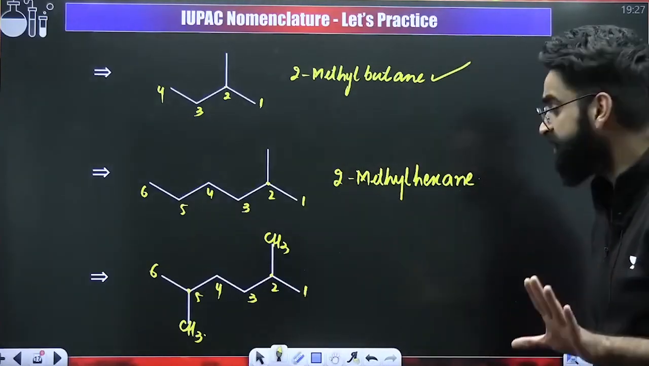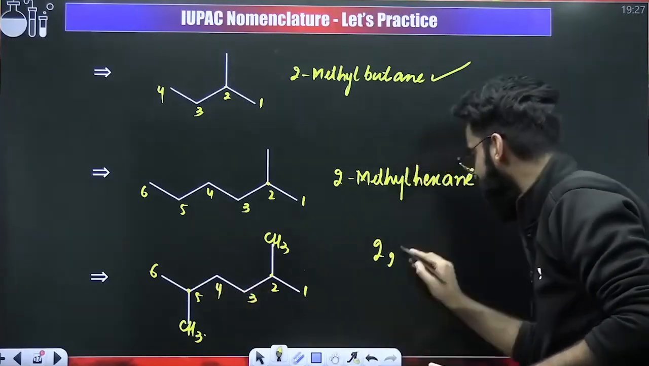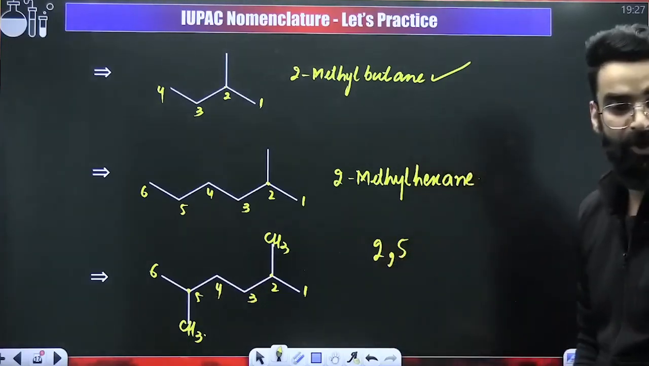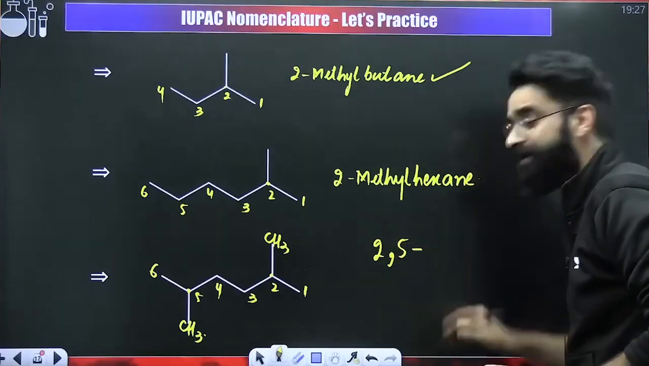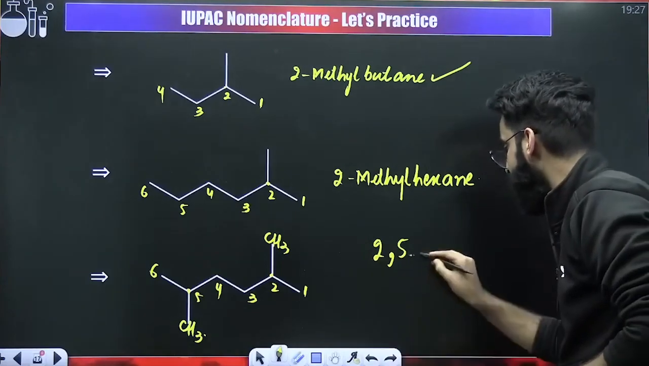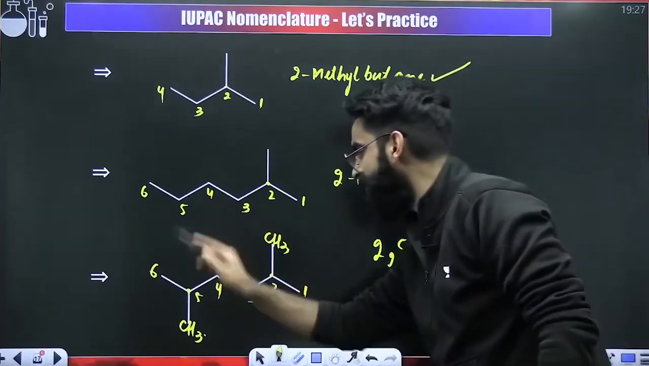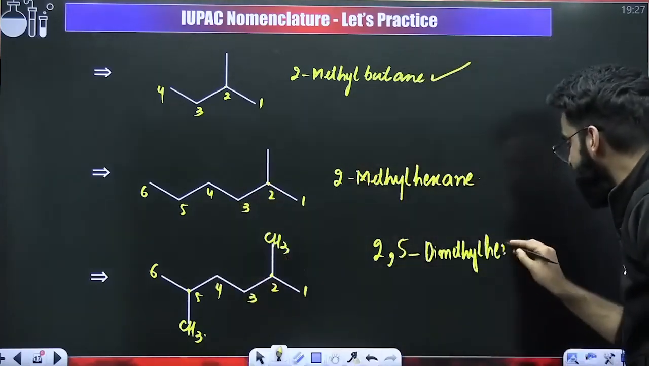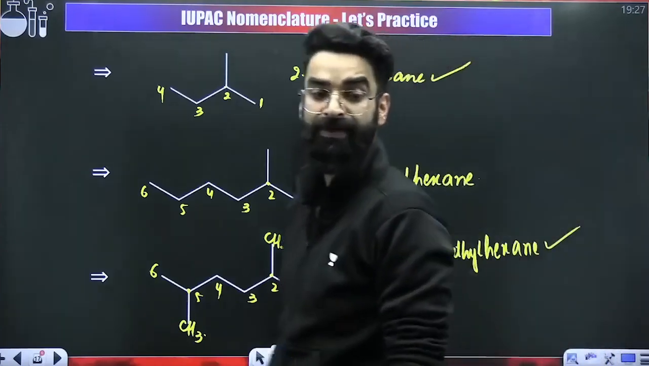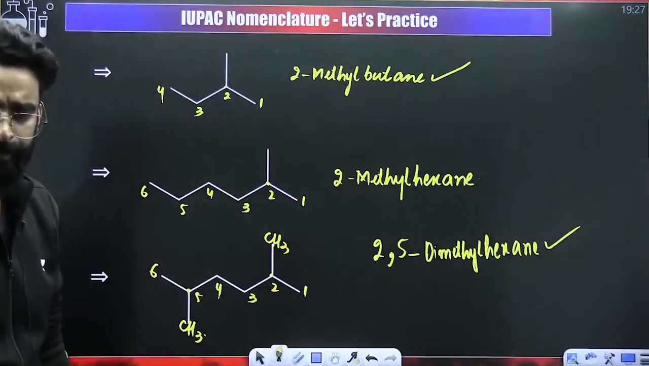So what should be the name of this particular compound? At carbon number 2 and at carbon number 5, we have two methyl groups. Two numbers are separated by a comma, so it's going to be 2,5. Now, how many methyl groups? Two, so it's going to be dimethyl. How many carbon atoms in the main chain? 6, so the word root is hex. Everywhere is a single bond, so ane I'm going to use. So 2,5-dimethylhexane is going to be the name of this particular compound. Simple and basic, right?